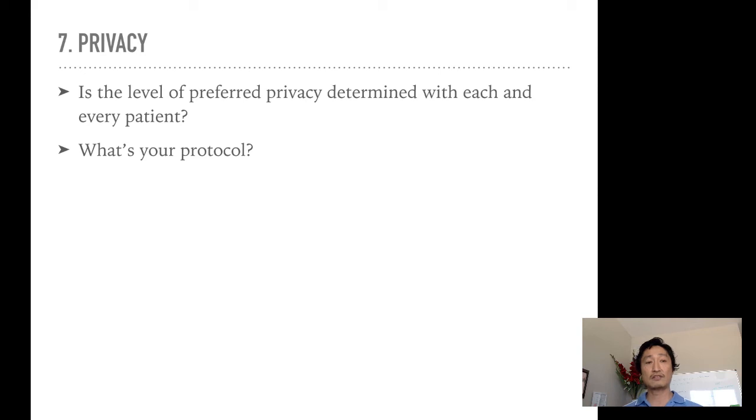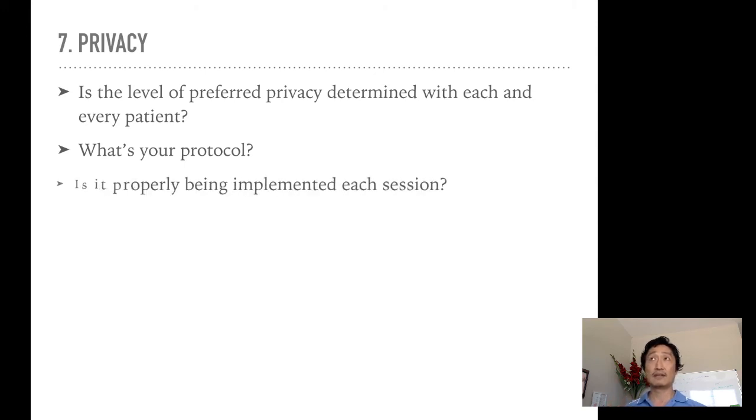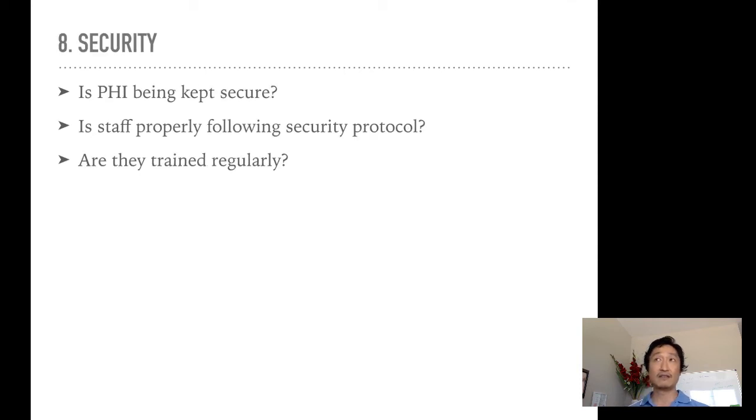What is your protocol to determine the level of preferred privacy for a patient? Because this can actually make you lose a patient if you don't do this correctly. And also, is it properly being implemented each and every session with that particular patient? How do you track it? How do you track to make sure that privacy is being respected for each and every individual?